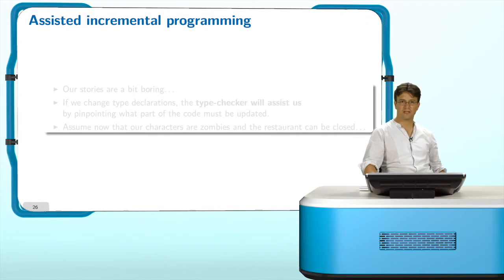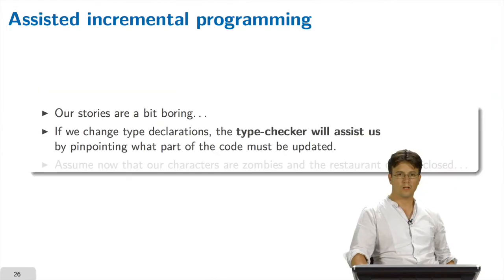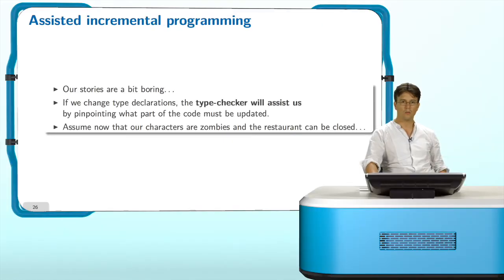So we have just seen that types are very convenient to direct the programmer into what must be implemented and when. But for the moment, we must admit that our stories are a bit boring. We want to adjust some type declarations in order to improve the quality of these stories. What we will see is the fact that the type checker is able to assist us by pinpointing what part of the code must be updated. So now we will assume that our characters are zombies and that the restaurants can be closed.